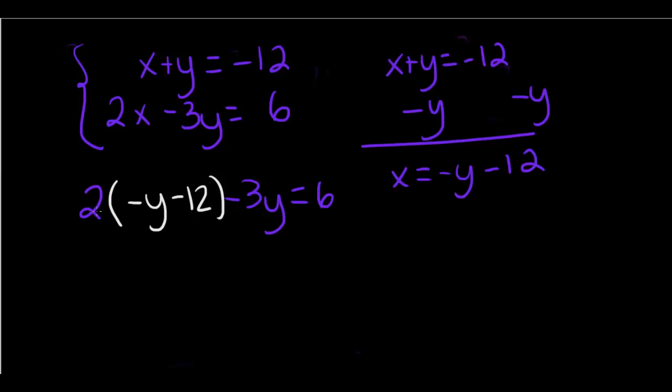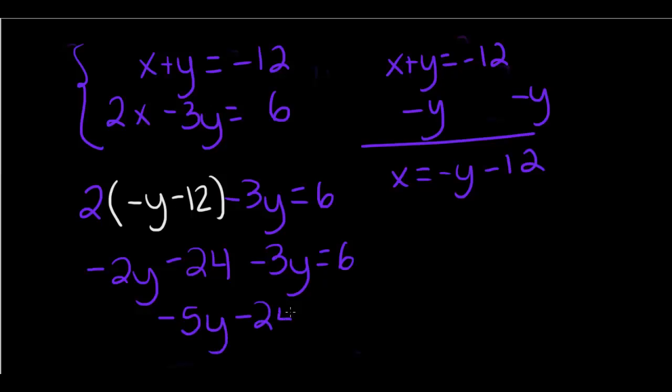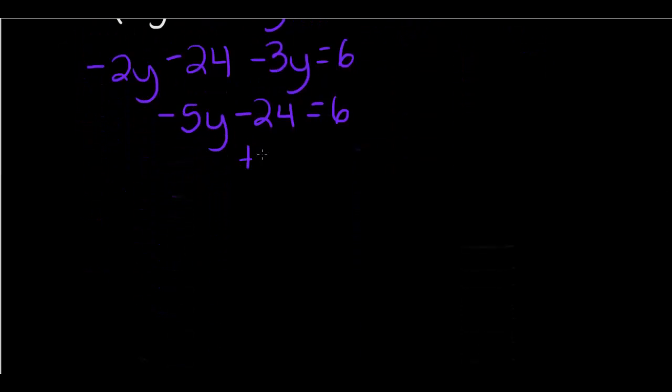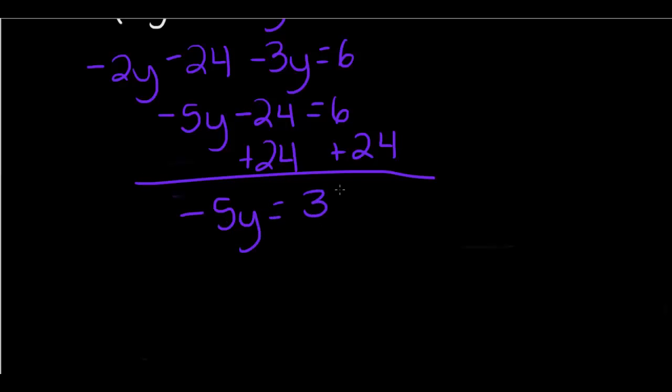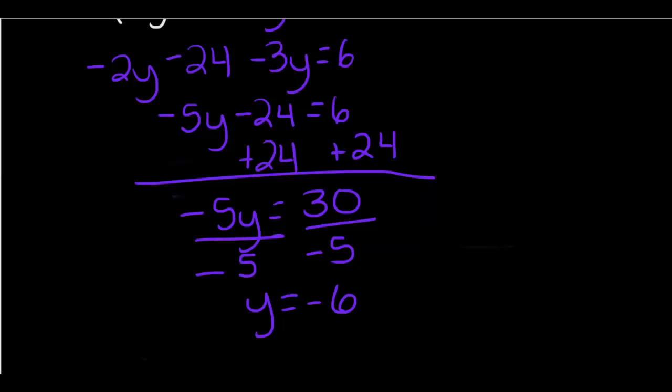Now I'm going to use the distributive property. So 2 times -y is -2y, and 2 times -12 is -24. Minus 3y equals 6. Now we combine like terms. -2y minus 3y is -5y, minus 24 equals 6. After this, we have to add 24 to both sides. So that's going to be -5y equals 30. We divide both sides by -5, so y equals -6.